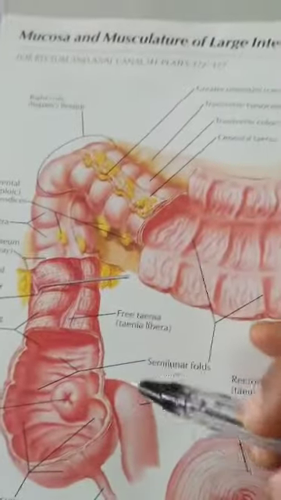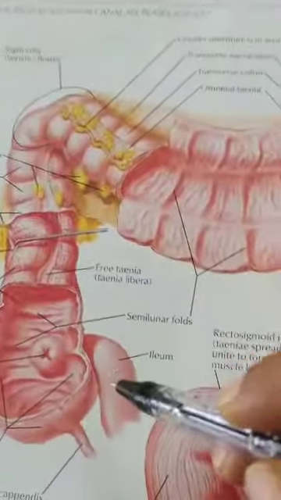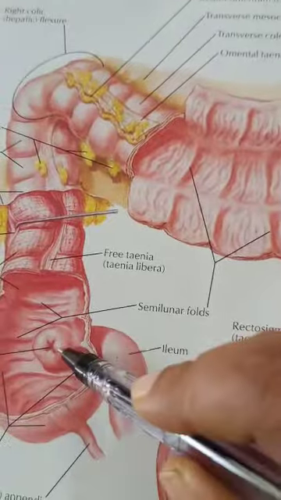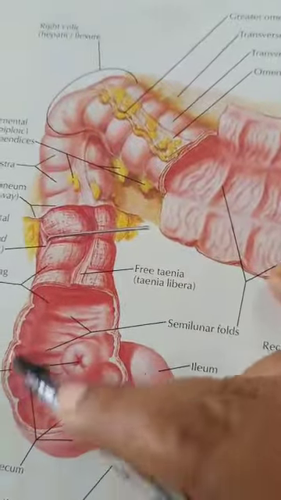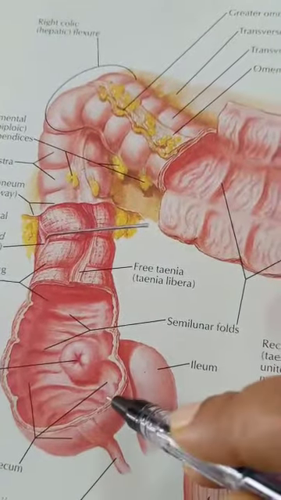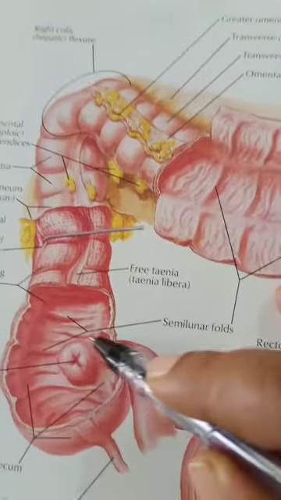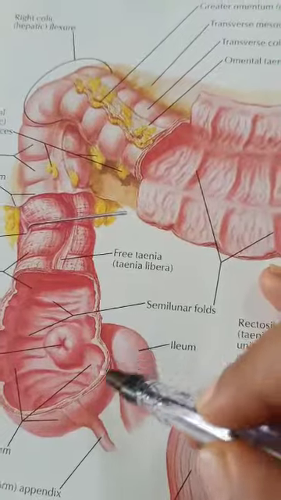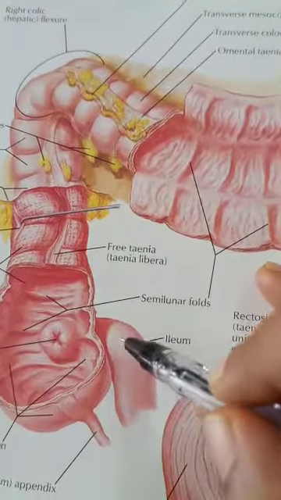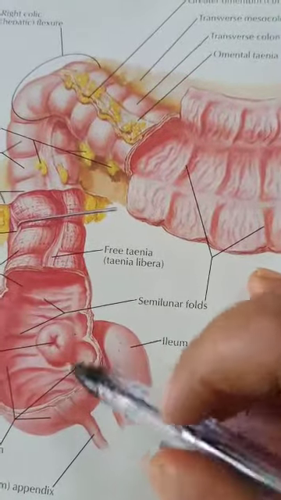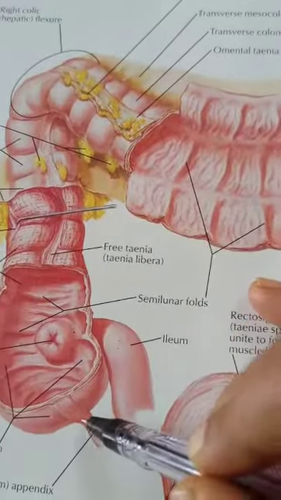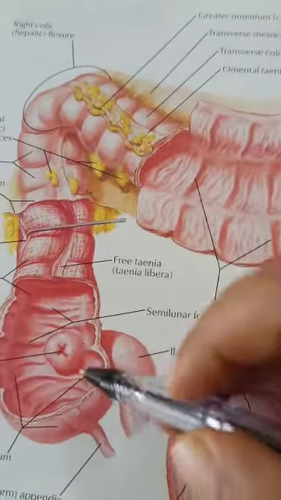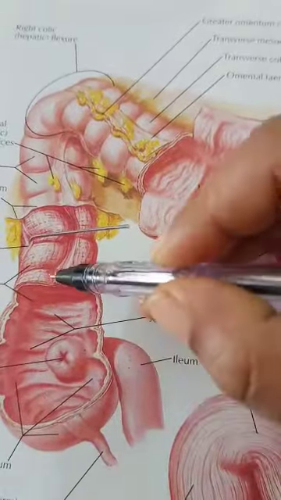Then the parts of the small intestine and large intestine. Here we can see the junction between the ileum and the cecum. This expanded part of the large intestine is known as the cecum. This junction is known as the ileocecal junction, between the ileum and the cecum. Below the ileocecal junction we can see the vermiform appendix. Then above the cecum, the ascending colon.